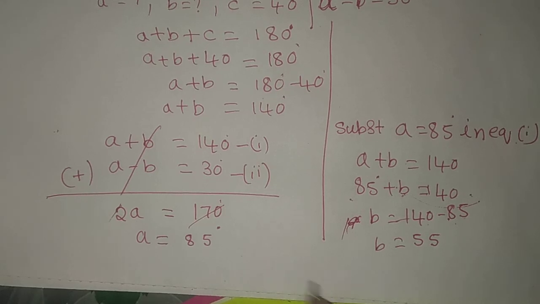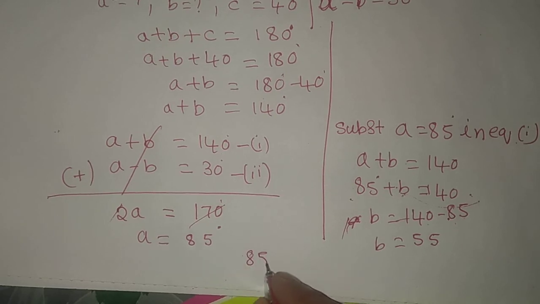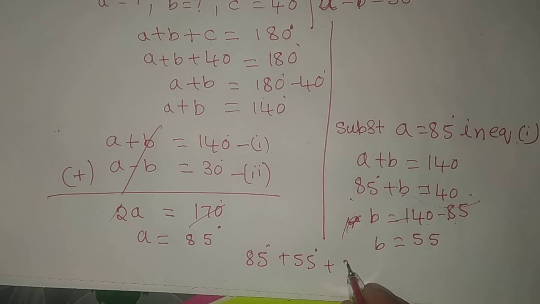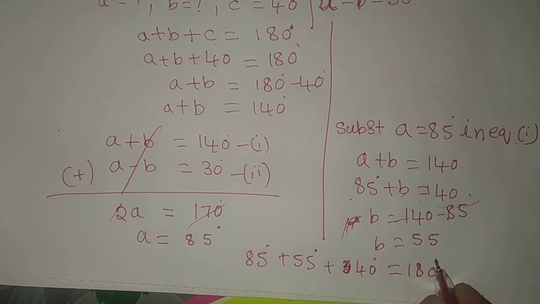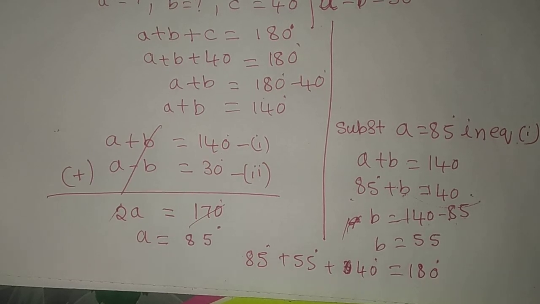Add all this, we'll get 85 + 55 degrees + 40 degrees, which will be equal to 180. Add up, we'll get the sum of the measure of angles of the triangle. So we completed this part, that is the MCQ second part.